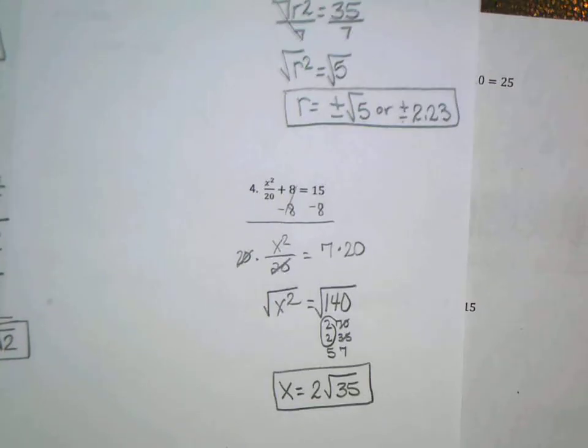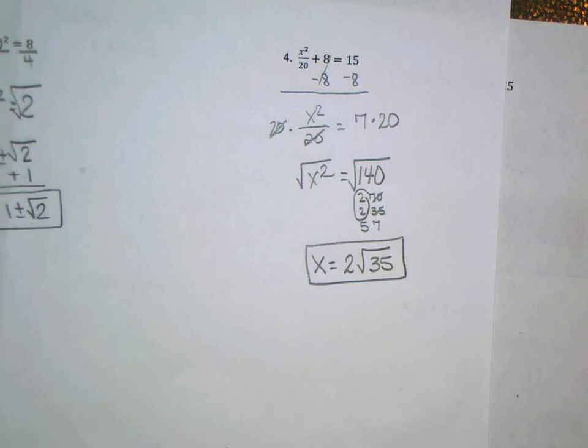All right, last one. On this one, you would have to subtract 8 from both sides, which would give you x squared divided by 20 equals 7. Then you're going to multiply both sides by 20, and that's going to give you x squared equals 140. You're going to take the square root of both sides. Now, 140 isn't a perfect square, so yes, you could have gone in your calculator and gotten a decimal, but I told you at the beginning of the lesson that it needs to be in simplified radical form.